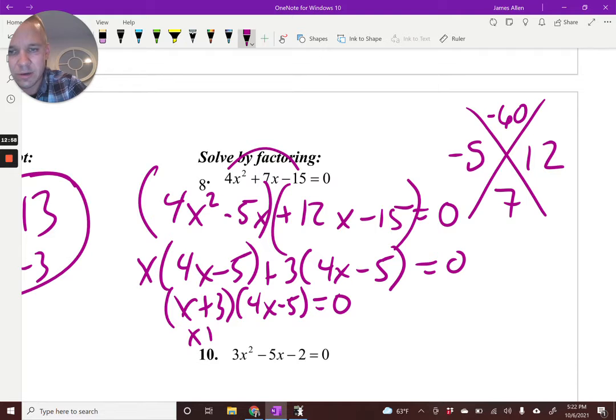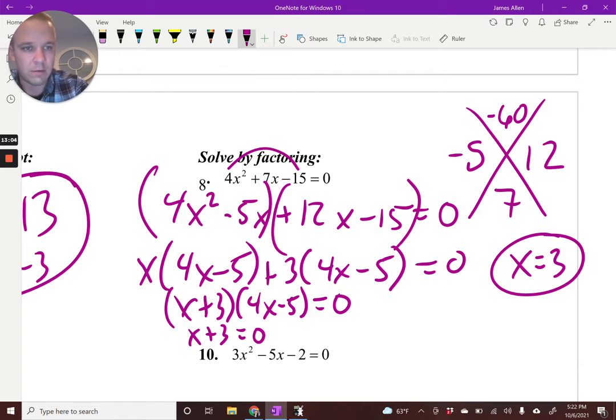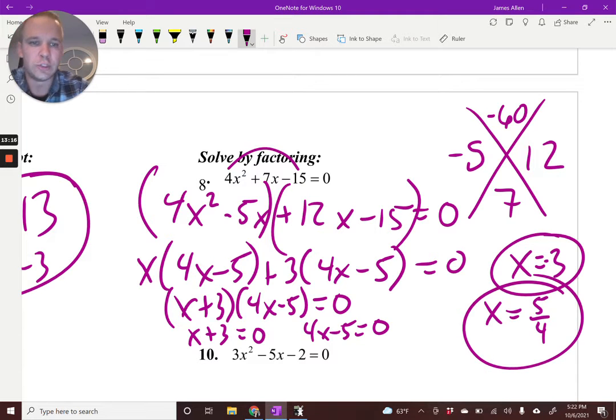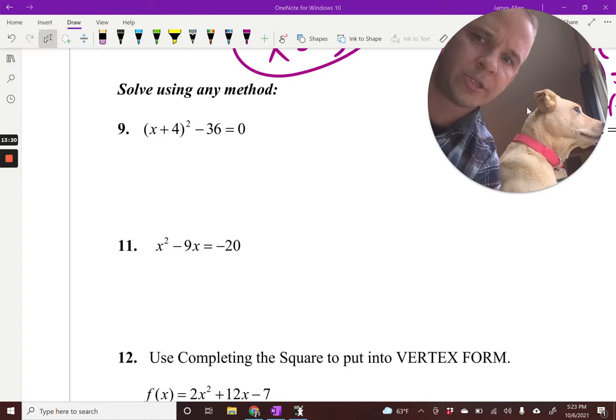So I'd set those equal to 0. X plus 3 equals 0. So I'm going to jot that over here. X equals, sorry, -3. And then 4x minus 5 equals 0. So I'd get x equals 5 over 4. Yes. Wonderful.